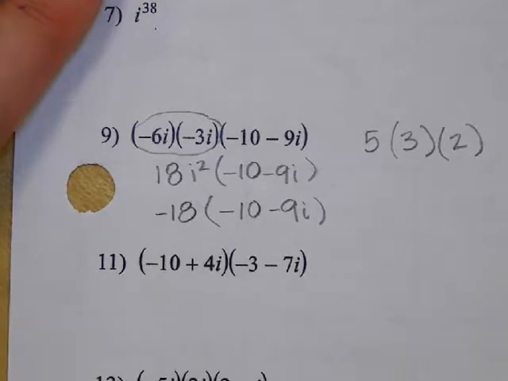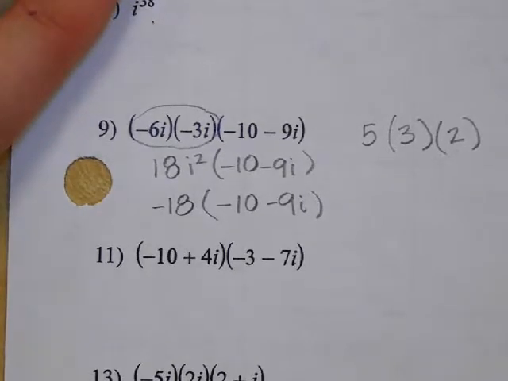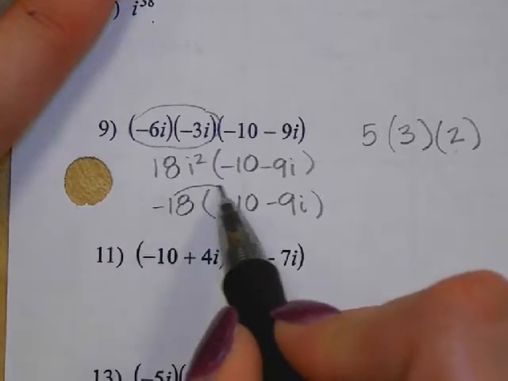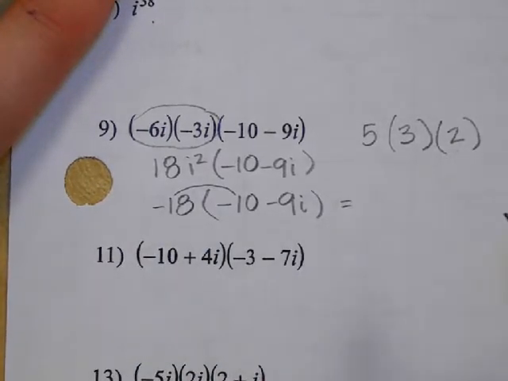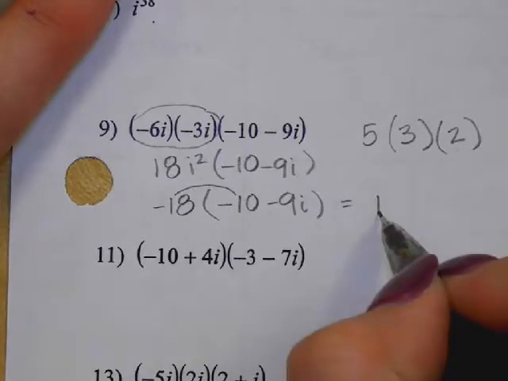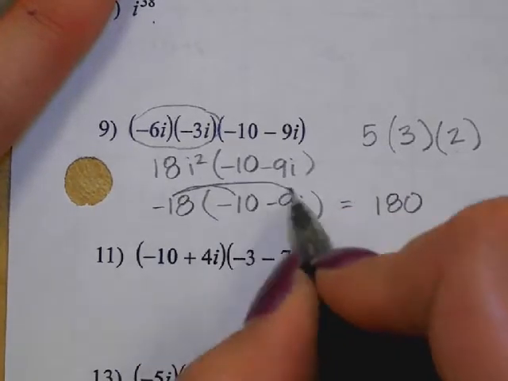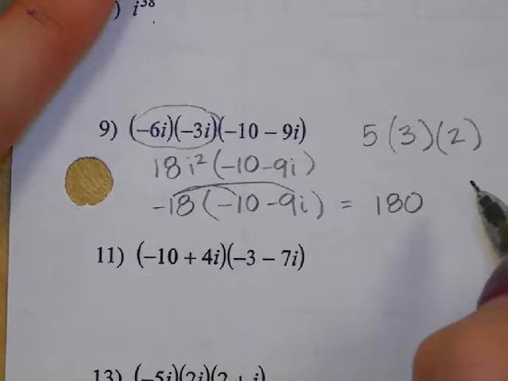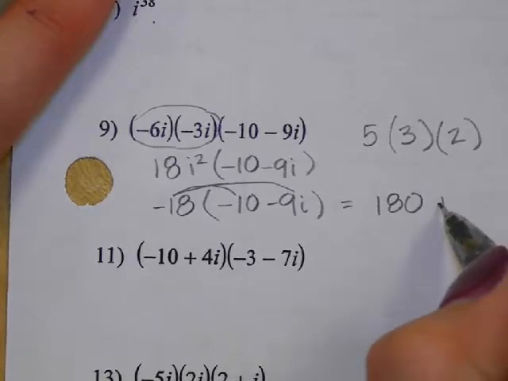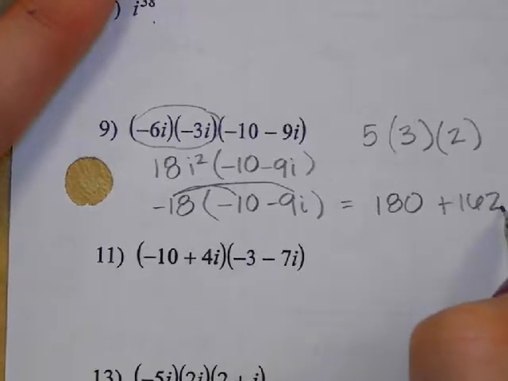So we have negative 18 times negative 10 minus 9i. And so now what do I do? Now I distribute. So negative 18 times negative 10 is 180. Negative 18 times negative 9i is 162i.